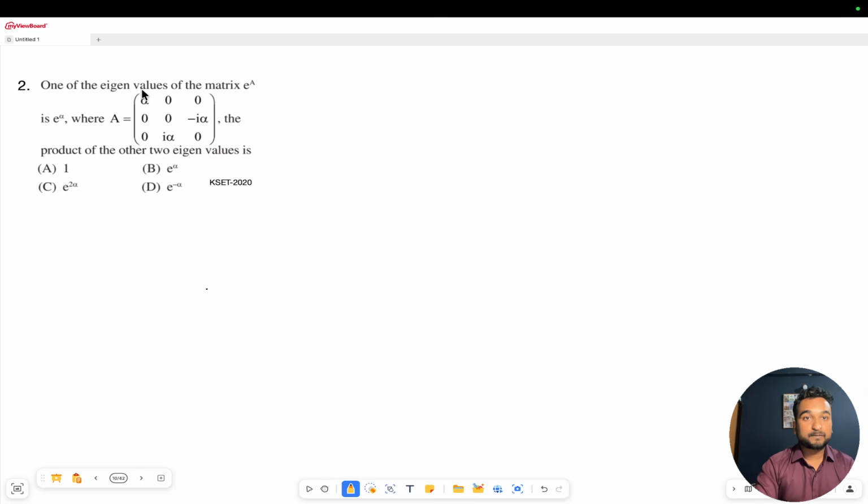So see, one of the eigenvalues of the matrix e to the power A is... For the matrix e to the power A, as you can see, A is a 3 cross 3 matrix, so e to the power A will also be a 3 cross 3 matrix. For this they have given that one of the eigenvalues is e to the power alpha. Here you can see e to the power alpha. I hope this is visible to you. The other two eigenvalues we don't know, where A is this matrix.